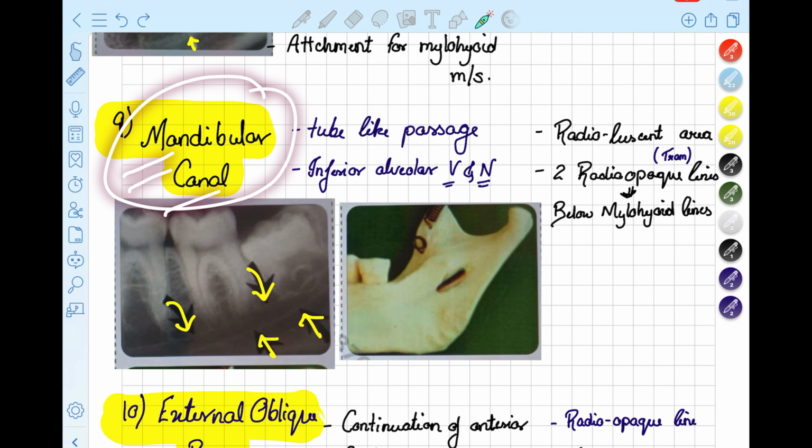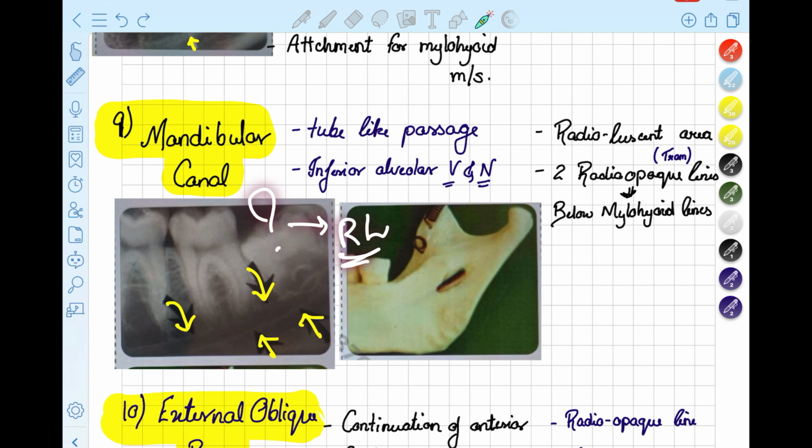The next structure to see is the mandibular canal. As the name suggests, a canal is a hollow passage. So how will it appear on the IOPA? Correct, it will appear as a radiolucent area. But as it is a canal, how will the linings of the canal appear? They will appear radiopaque, as two radiopaque lines. It will be below the mylohyoid line. So the mandibular canal is a tube-like passage.